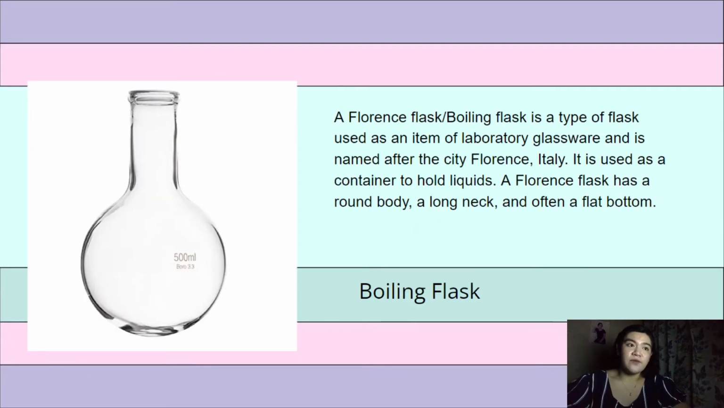Next is the boiling flask. A Florence flask or boiling flask is a type of flask used as an item of laboratory glassware and is named after the city Florence, Italy. It is used as a container to hold liquids. A Florence flask has a round body, a long neck, and often a flat bottom.